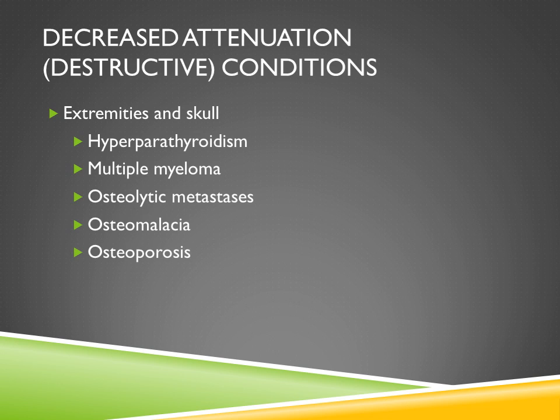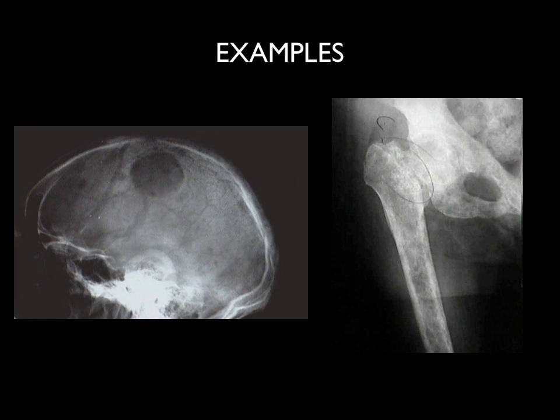Multiple myeloma is malignant tumor. Osteomyelitic metastasis is spread to bone, so it's cancer spread through the bone. Osteomalacia is defect in bone mineralization, and then osteoporosis is a defect in bone production. So here are some examples. Again, the first one that we're looking at is multiple myeloma, and the second one that we're looking at is osteoporosis, and it's just that degeneration of the bone, so it's kind of breaking down.